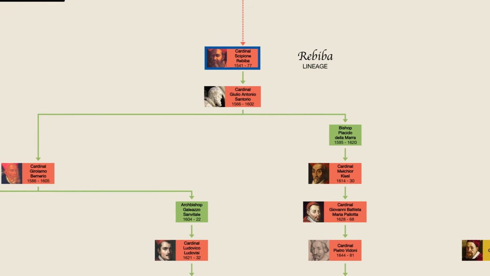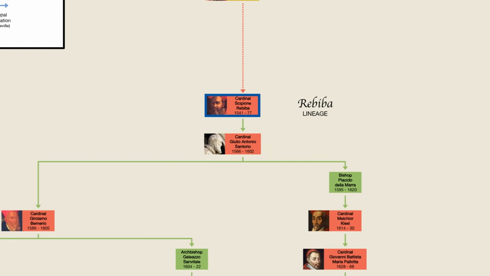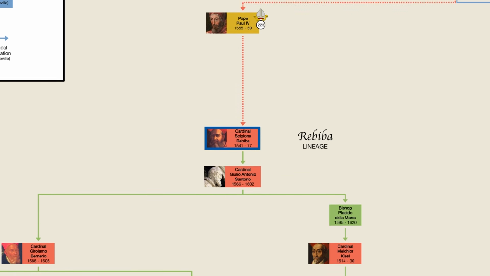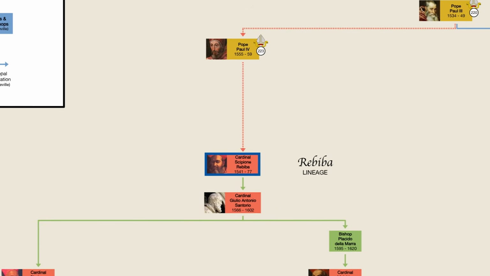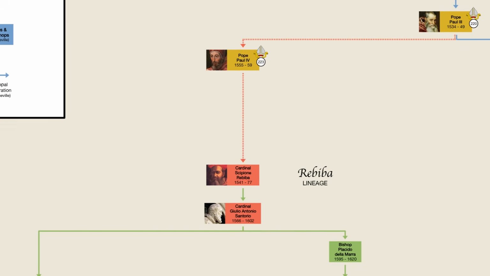Now, unfortunately, due to certain records being destroyed in a fire many centuries ago, we do not know who consecrated Cardinal Rebiba as a bishop. So when it comes to the episcopal lineage of most Catholic bishops today, including the Pope, this is as far back as we can go. So sorry. If you are hoping we were going to be able to go all the way back to Jesus, well, that's just not going to happen.